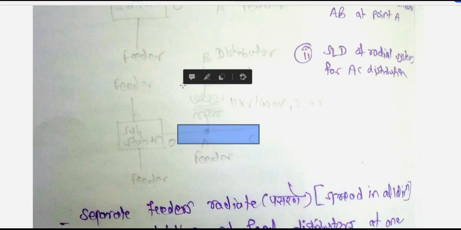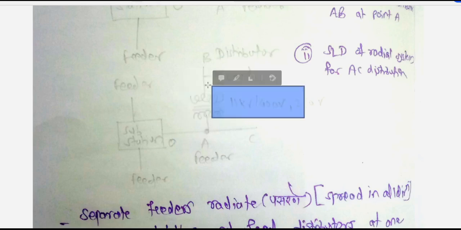Now tell me, is this a primary distribution or secondary distribution? Obviously it is a conversion of 11 kilovolt to 400 volt. So this is the secondary distribution, and at this secondary 400 volt we are applying the load, or we are getting the load. So this is called a 400 volt load. So this is the single line diagram of the radial system for AC distribution.